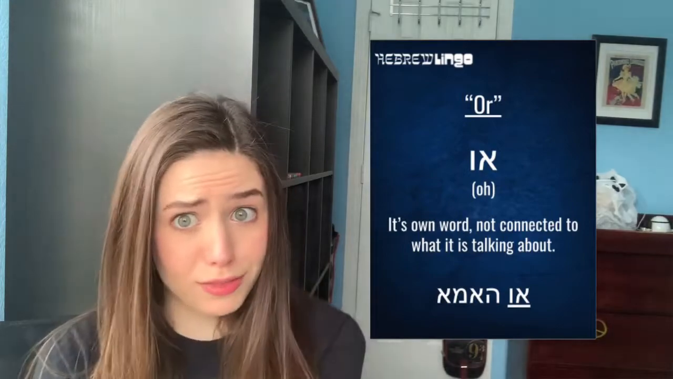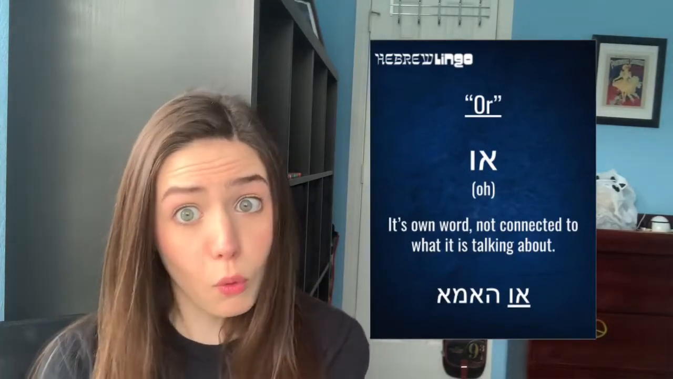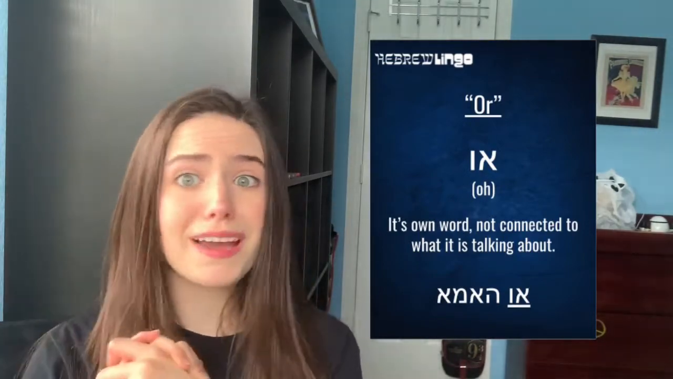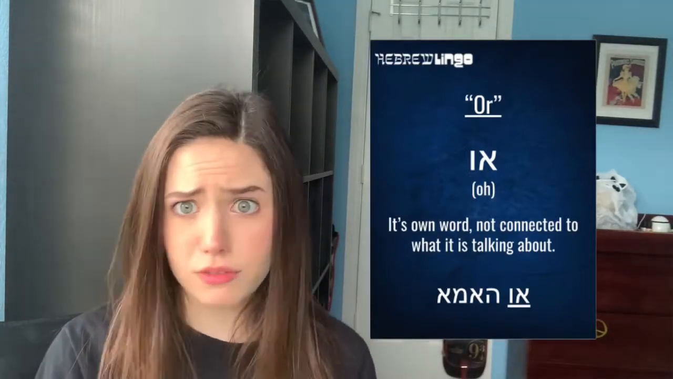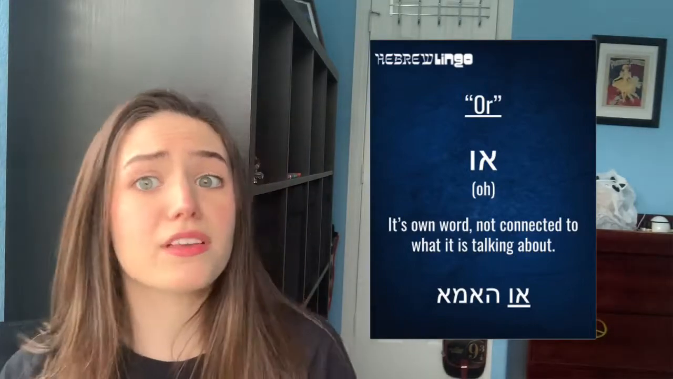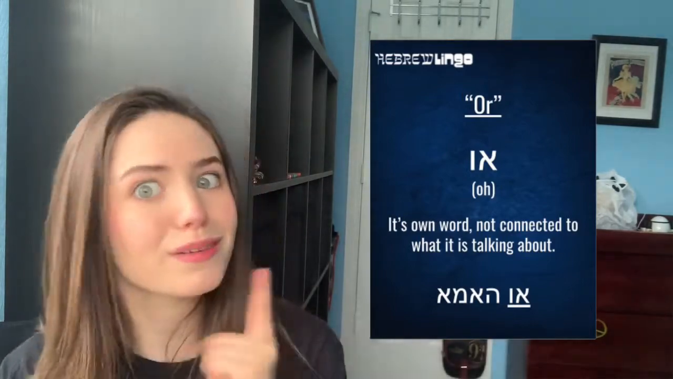Okay, so this is the final thing that you learned today, and it is how to say "or." It's actually really simple in Hebrew because it's kind of pronounced similar. It is "o." However, unlike ha or va, it's actually its own separate word. So this example right here says "o ha'ima," or the mom.